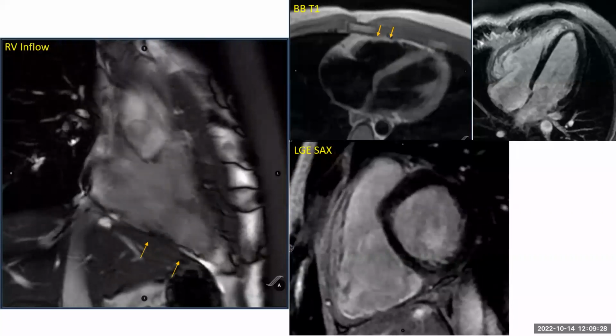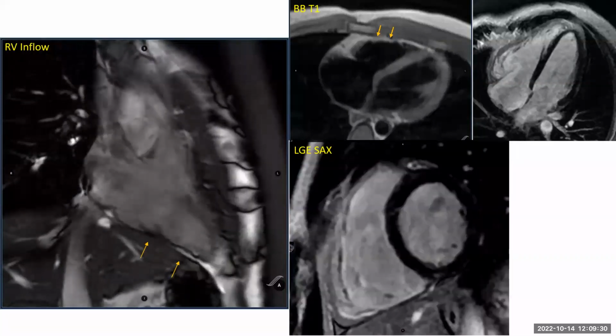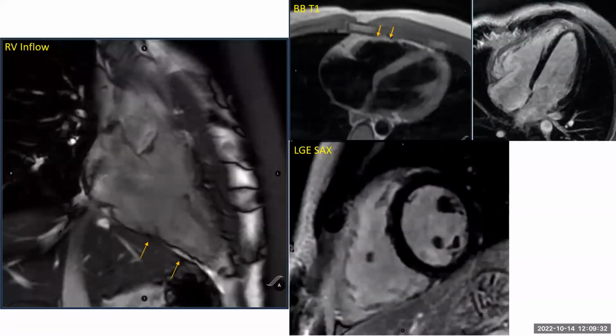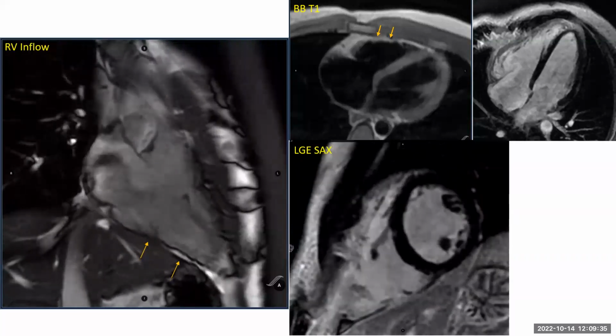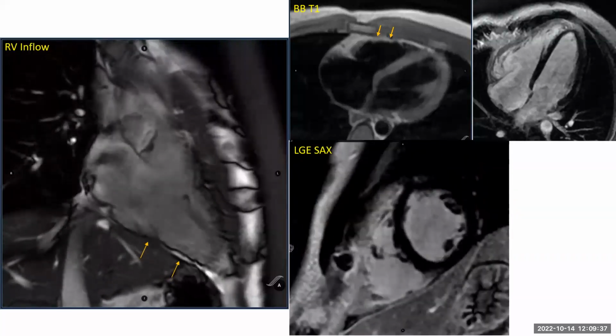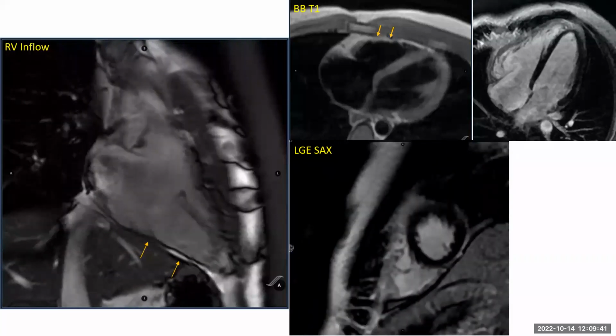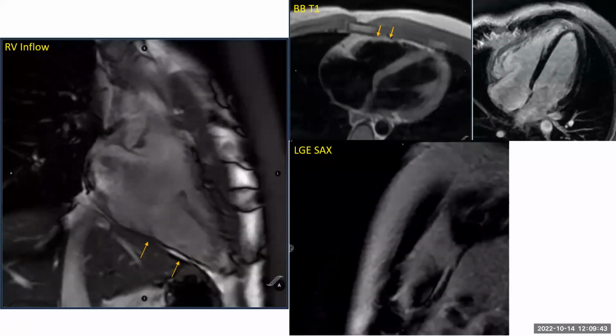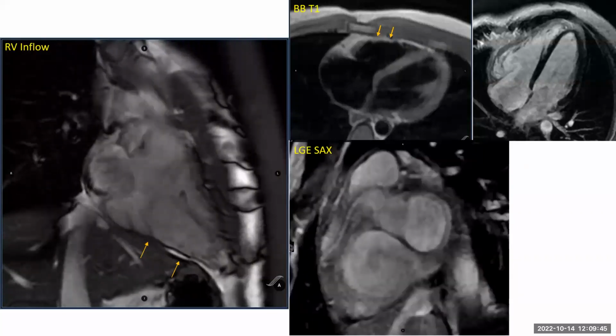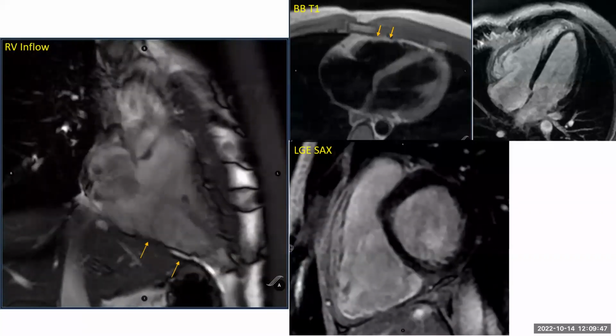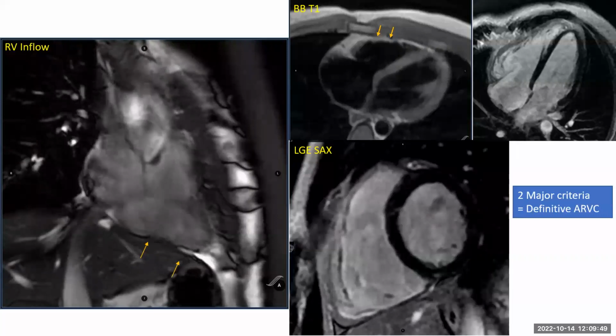In the black blood T1 weighted images, we see epicardial fat extending over the RV myocardium free wall, and in the LGE sequences, we can appreciate areas of transmural uptake matching the segment with wall motion abnormality. So in this patient, we have two major criteria, the imaging one and the ECG, making a definite diagnosis.